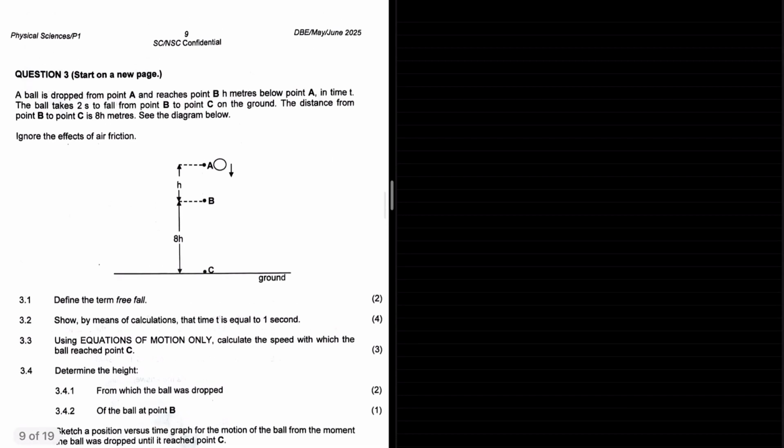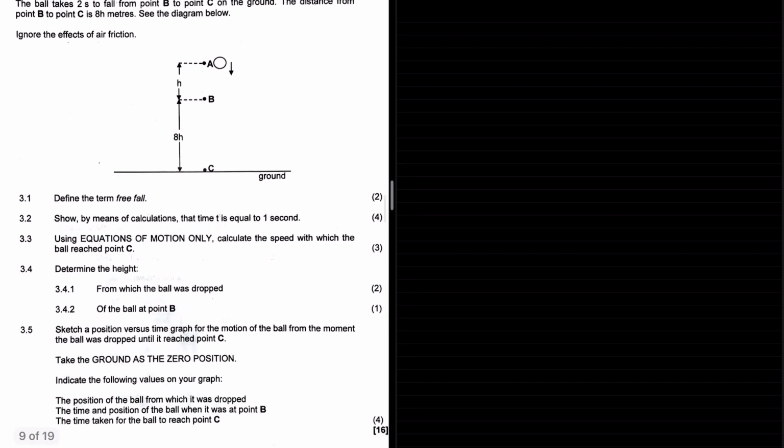Let's take a look at this vertical projectile motion question. A ball is dropped from point A and reaches point B, h meters below point A, in time t. The ball takes 2 seconds to fall from point B to point C on the ground. The distance from point B to point C is 8h meters. See the diagram below. Ignore the effects of air friction.